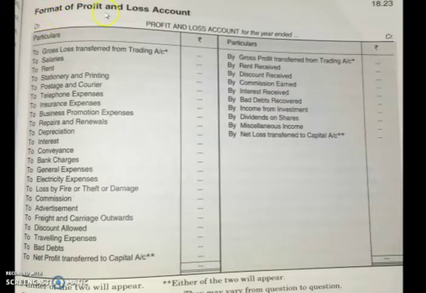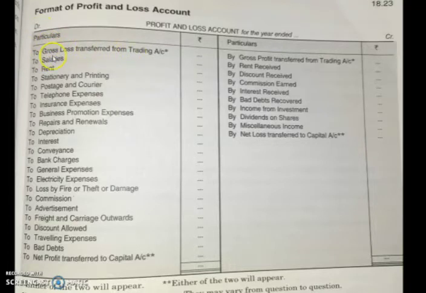Now you can see the format of profit and loss account. The content we saw, the same thing you can see here in this format also. At the top you have to write profit and loss account for the year ended. You can see debit side and credit side of profit and loss account. On the debit side, the following items will appear. The first item which should be shown on the debit side is gross loss transferred from trading account. If your trading account is showing a gross loss, that should be the first item on the debit side.